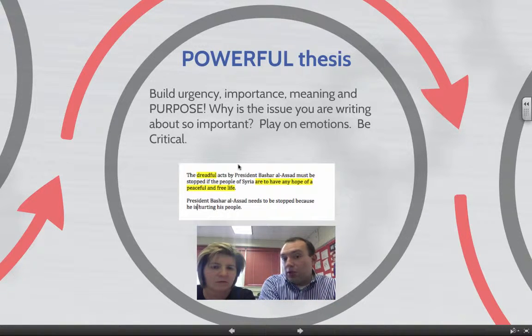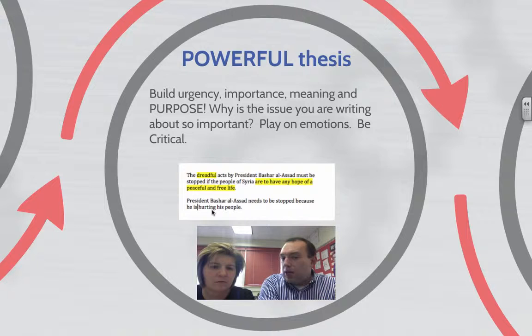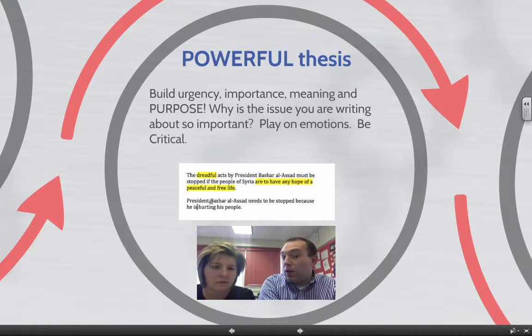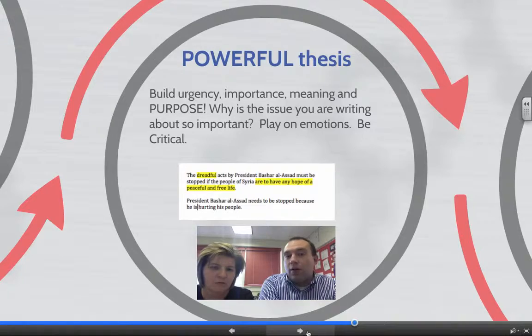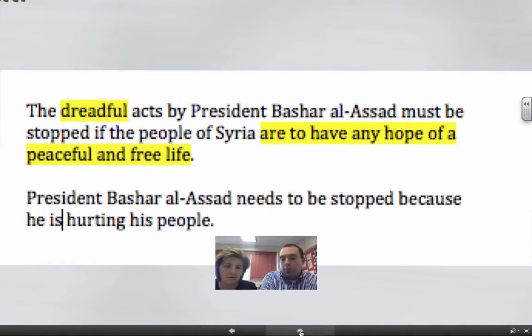It plays on emotions a little bit, dreadful, instead of just that he needs to be stopped because he's hurting people. So I know it seems kind of simple, but it's hard because you have to really think critically about what you're actually writing about in order to elevate your writing to this level. Let's go back through here.